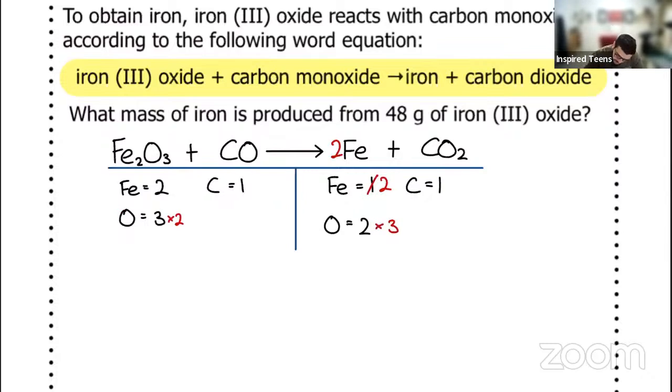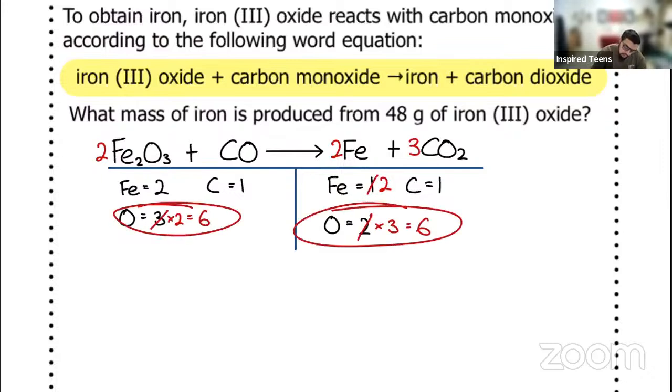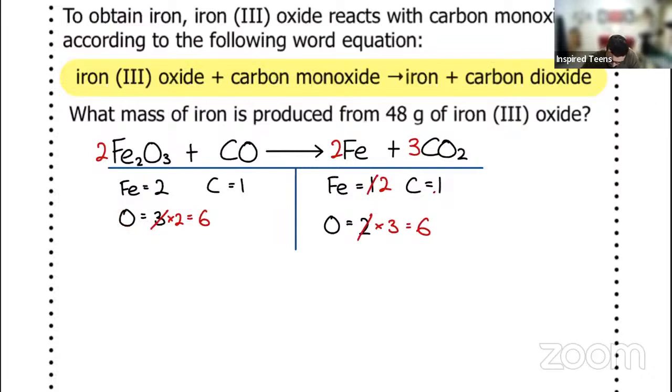So the oxygen here, I'm going to multiply it by 2. That results in 6. The oxygen here, I'm going to multiply it by 3. That results in 6. Multiplied by 2 to give us 6. So now the oxygens are happy. However, this has caused a change to different things. For example, the carbon became 3 on the right-hand side. And on the left-hand side, the iron became 4.